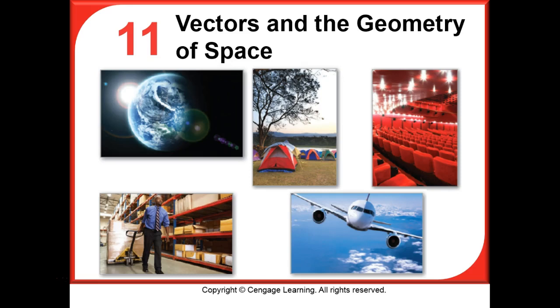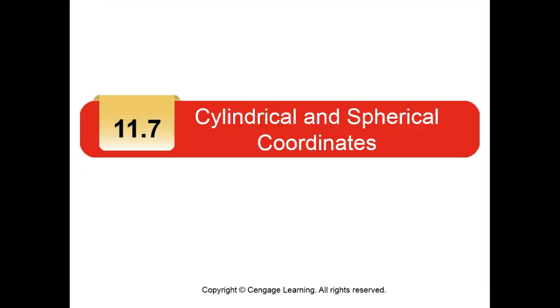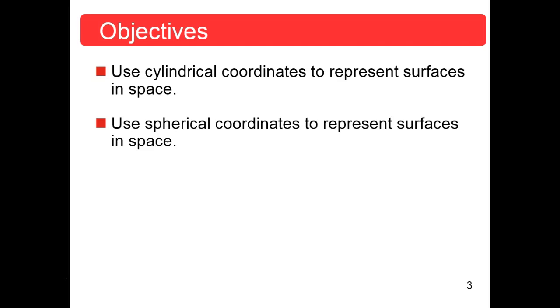Okay. Let's pick up and go from there. So let's look at vectors in geometry of space, which we've been on for a while. 11.7 is cylindrical and spherical coordinates. We're just going to go over these briefly. But before we do, any questions from anything else we've covered so far? Okay. All right. Cylindrical and spherical coordinates. We'll use cylindrical coordinates to represent surfaces in space and spherical coordinates to represent surfaces in space. We may not do all that. We'll just introduce you to them anyway.